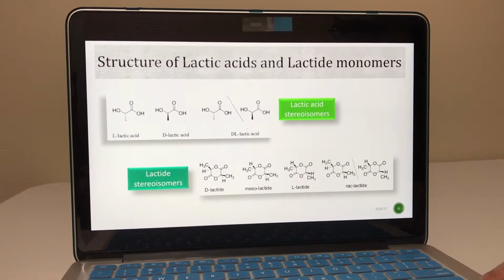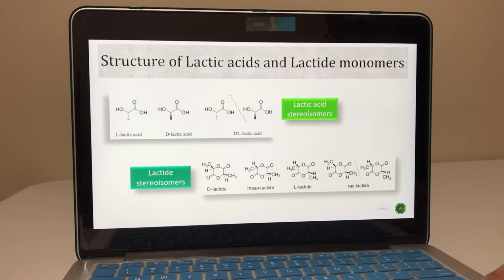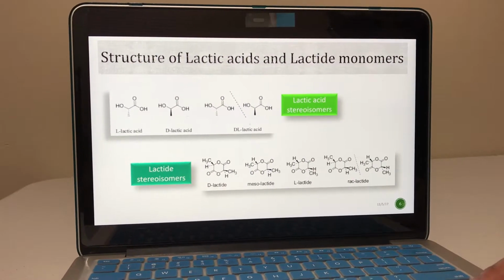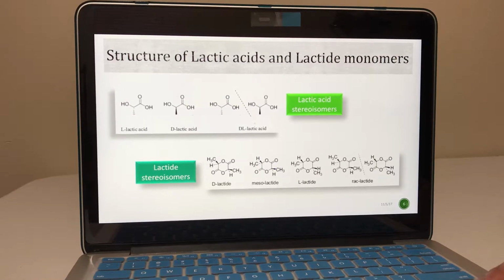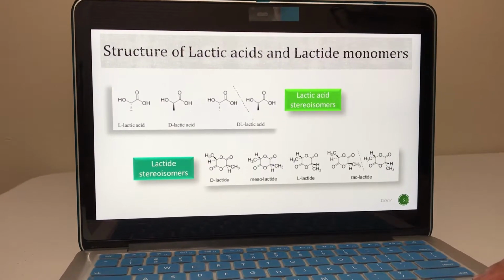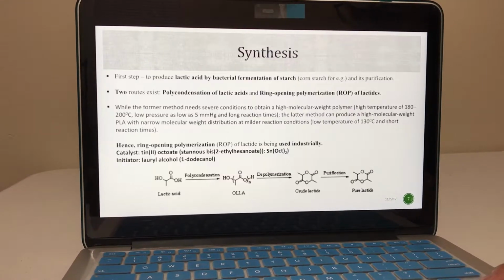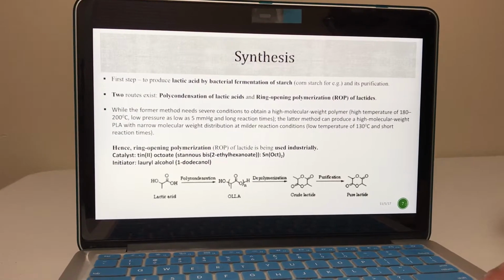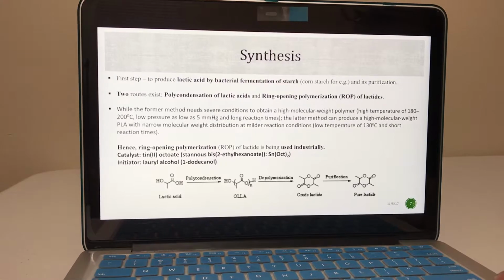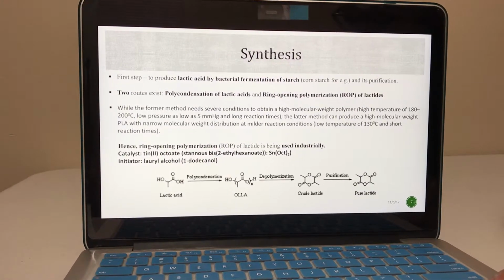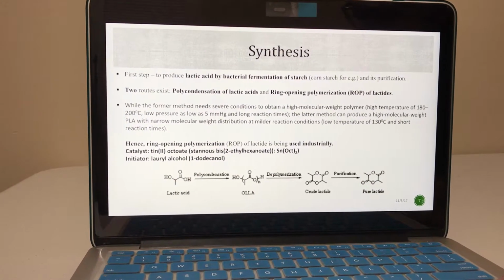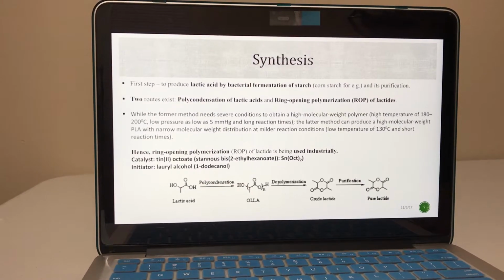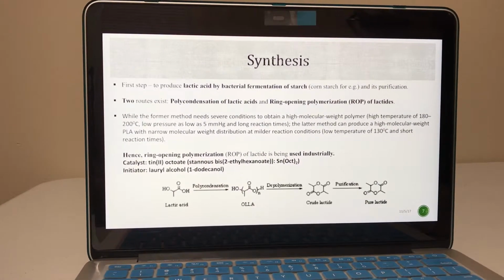The lactic acids are precursors to PLA production, but the actual polymerization involves lactide stereoisomers, each of which produce PLAs of different properties. The first step in the synthesis of PLA is the bacterial fermentation of starch from sources like corn to produce lactic acid, which would further be purified.